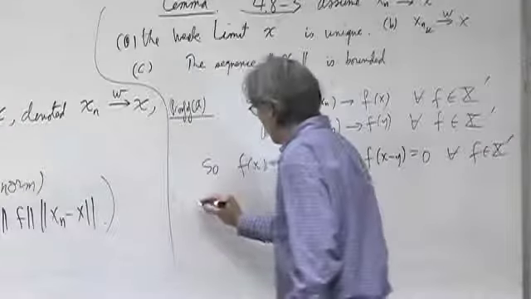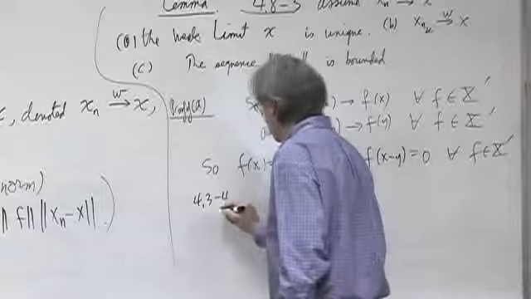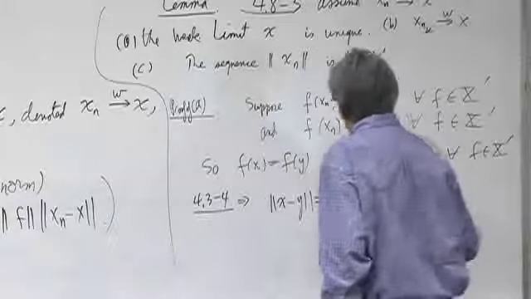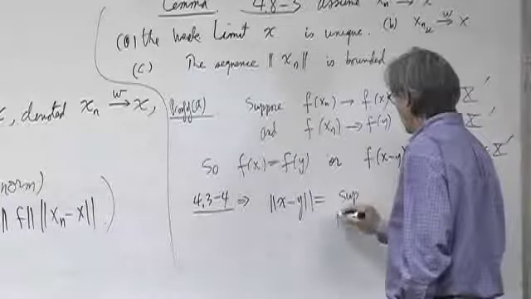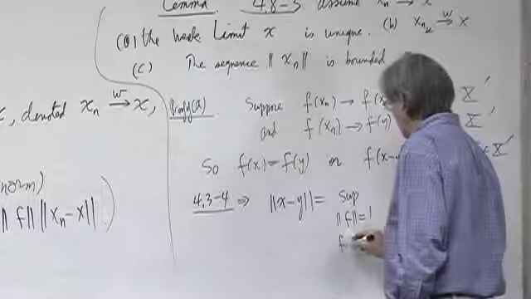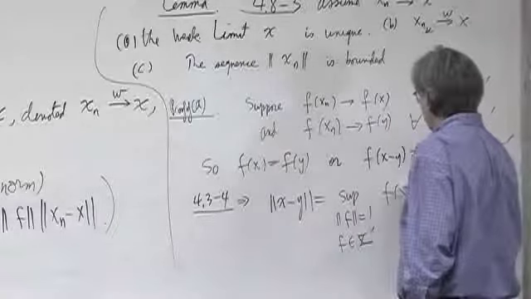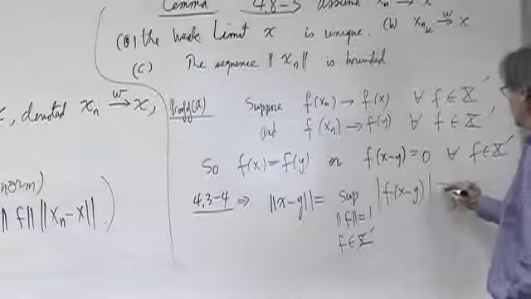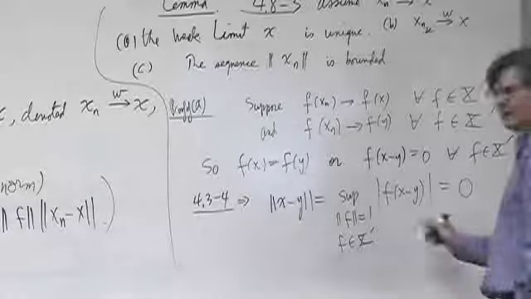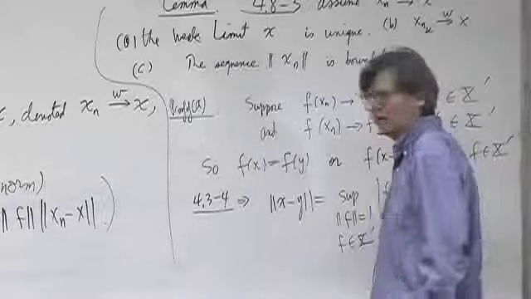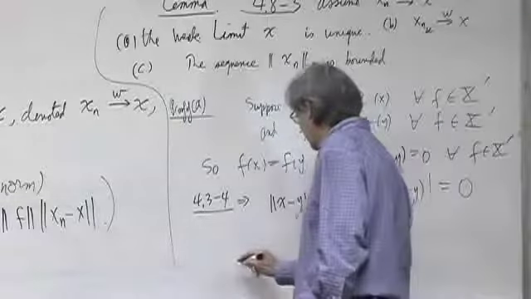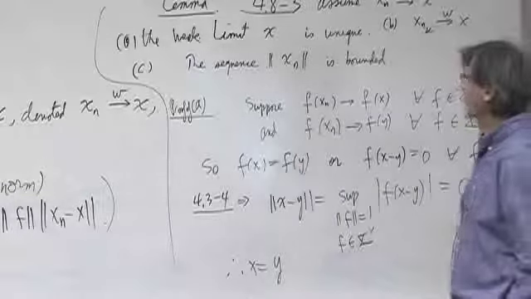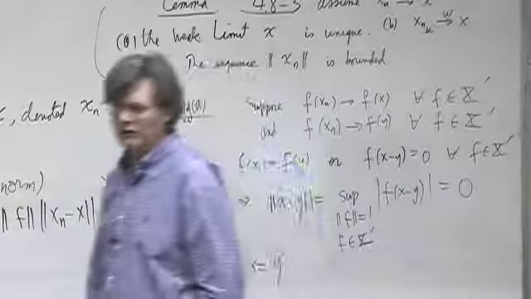That means that 4.3-4 gives that the norm of x minus y is equal to the supremum over all functionals f of norm 1 of |f(x minus y)|, which is therefore equal to 0. Therefore x minus y is equal to 0, and therefore x equals y. So that's the uniqueness. Okay. So the point is that you can't get two different limits because the functionals separate points.